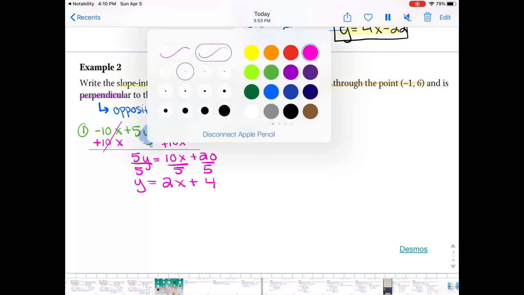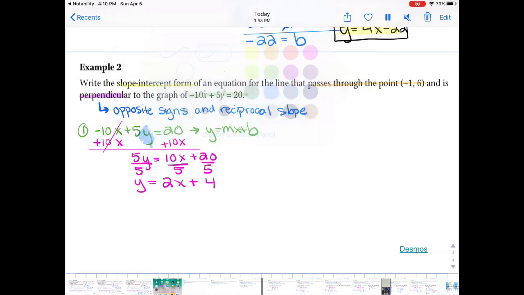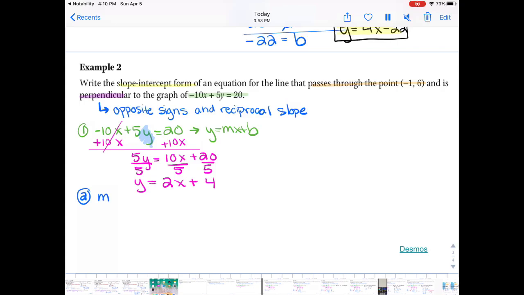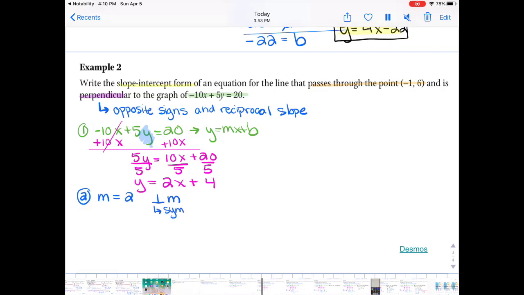So because this was not solved for y, we had to do this original first step. The only thing I need from this is the slope. I could care less about everything else. So the slope is 2. So we want to know what's perpendicular to slope 2. So I'm going to use that symbol for perpendicular.